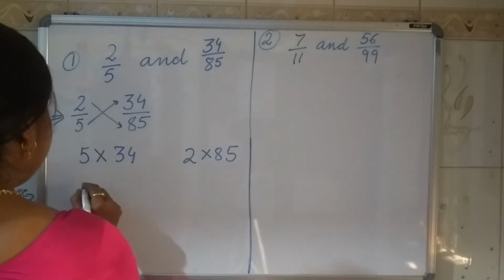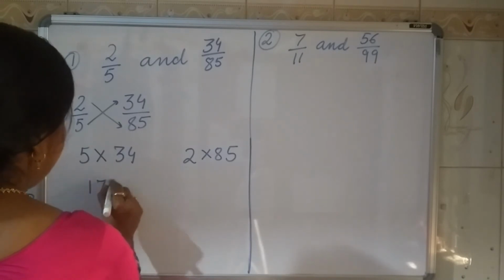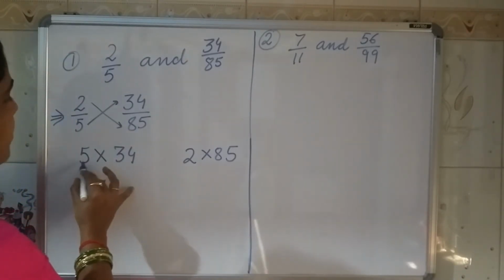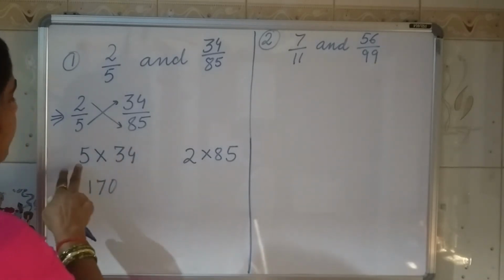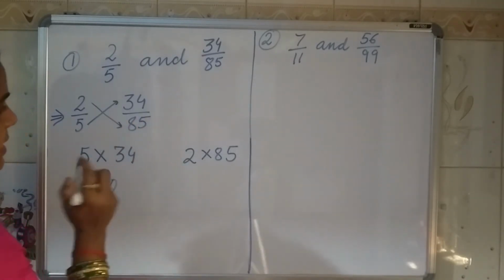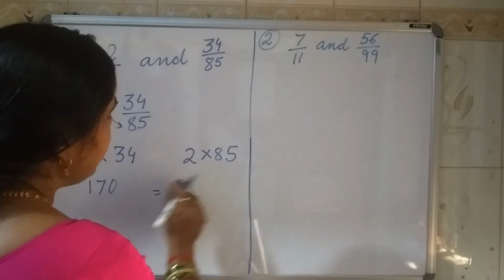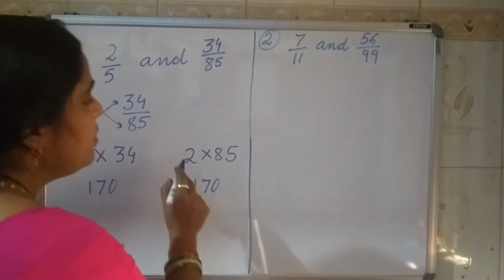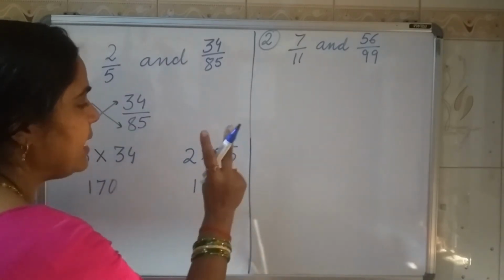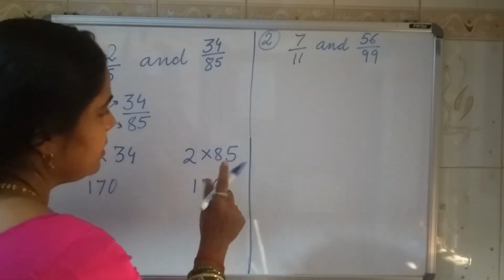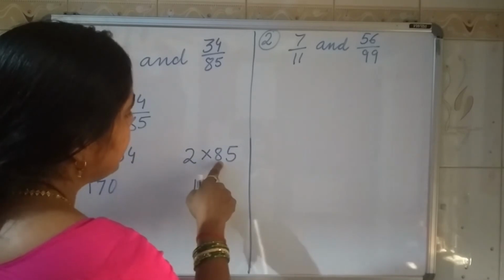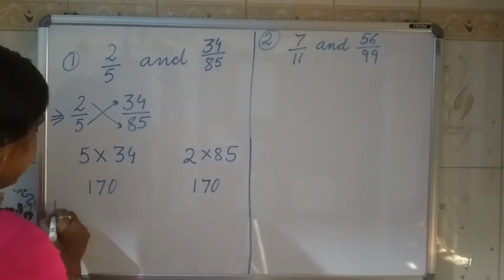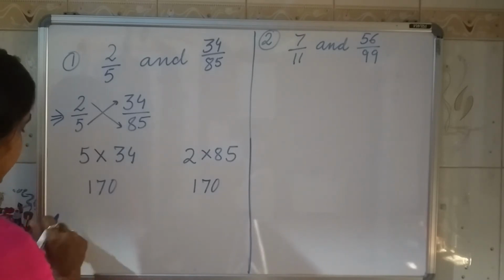So 34 5s are 170. If you are not comfortable multiplying directly, you can multiply it stepwise: 5 4s are 20, carry 2; 5 3s are 15 and 2 is 17. Now this is 85; 85 2s are 170. Again, 2 5s are 10, carry 1; 2 8s are 16 and 1 is 17. So this is 170. Now we can see that the products are the same.